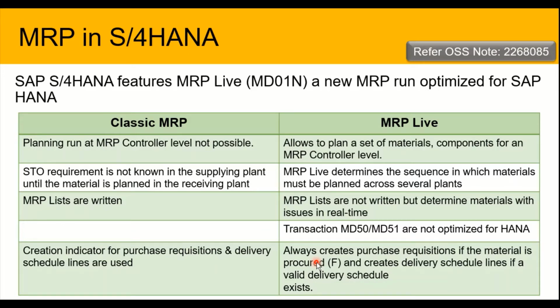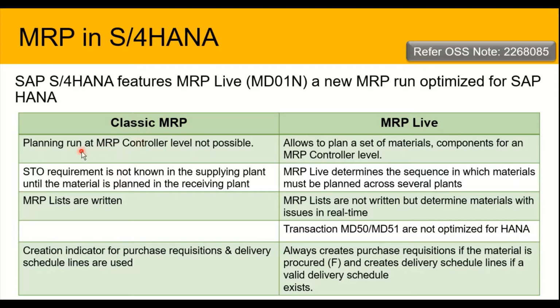So the MRP in SAP S/4HANA basically utilizes the MD01N or the MRP Live, which is the latest feature that we have in SAP S/4HANA. And this new MRP run has been optimized for the SAP HANA database. Here in this table, we can see the comparison between the classic MRP that we execute in the ECC system versus the MRP Live that we have in the S/4HANA system.